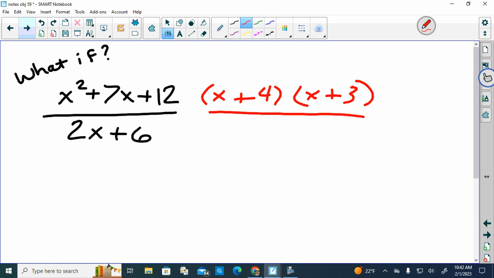And then on the bottom, factoring this one would be a 2 and an x plus 3. So then you could go further, right? Because then you have the x plus 3 and the x plus 3. So then you would just have x plus 4 over 2. And you can't divide the 2 into the 4 because that's an addition problem on the bottom, it wasn't a multiplication problem.